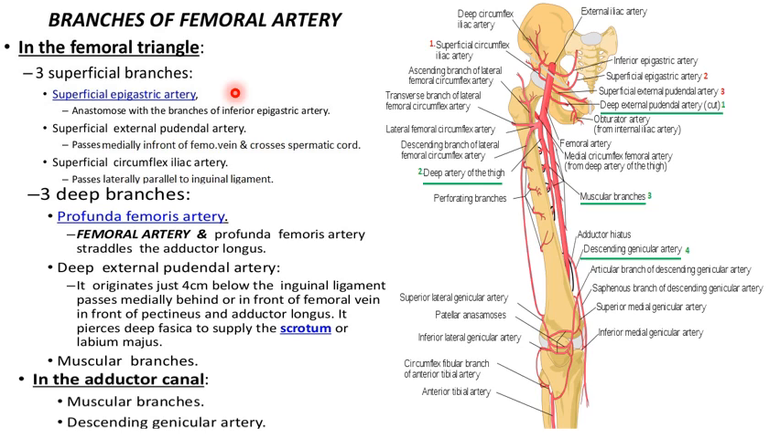I repeat again, the branches of the femoral artery are 3 superficial and 4 deep. The superficial are the superficial circumflex iliac artery, superficial epigastric artery, and superficial external pudendal artery. The deep branches are the deep external pudendal artery, the profunda femoris artery, the descending genicular artery, and the muscular branches. So now let us see each of these branches a bit in detail.